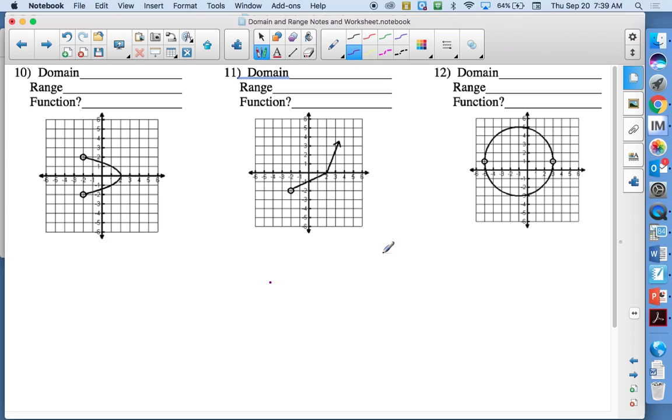Anyone want to take a shot at what the domain is, what you have for the domain? Maddie? Negative 5 is less than x, which is less than 3. Perfect. So she said -5 is less than x, which is less than 3. Why'd you use the less than symbols, Maddie, instead of less than or equal to? Say it again. Yeah, there's an open circle.